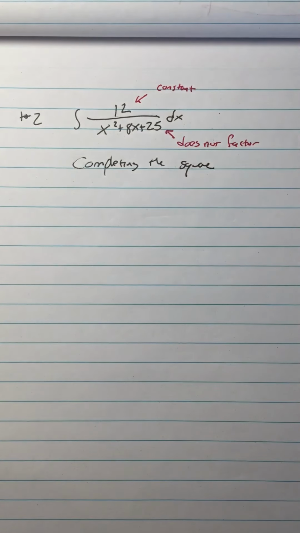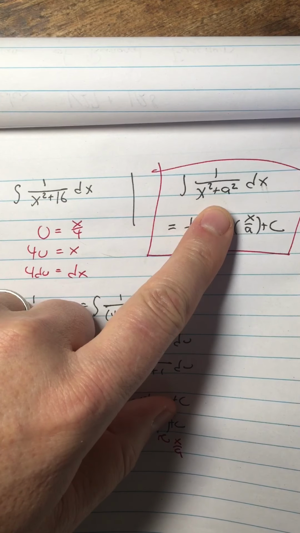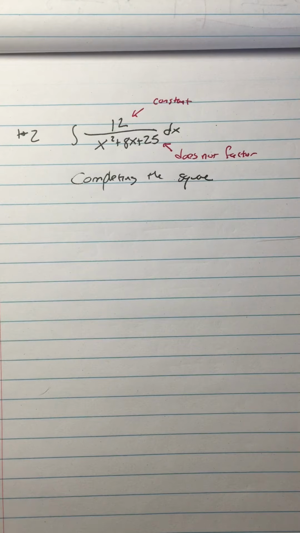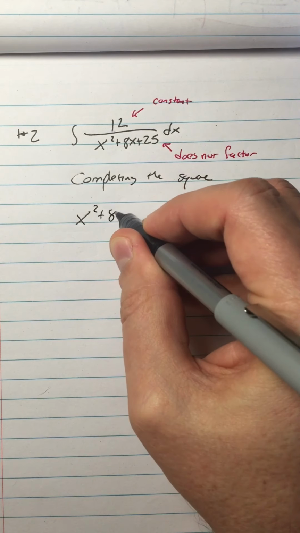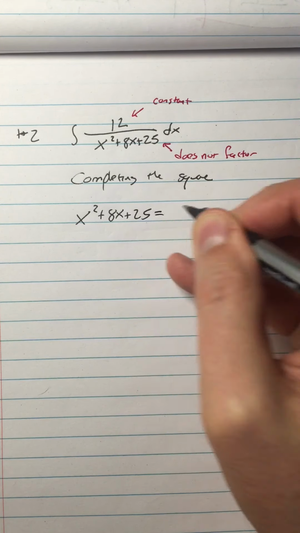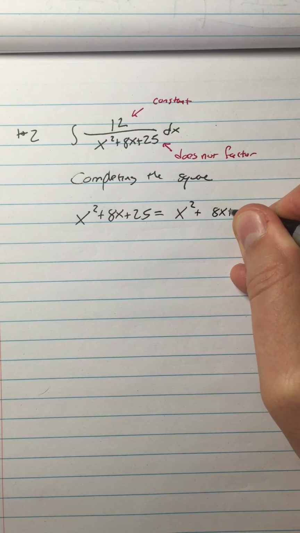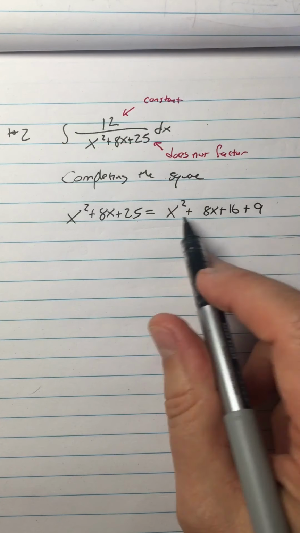So how that works is that this integral formula that I have here has x squared plus a squared, but it doesn't have an x term. This does. So what we're going to do is take that x term and turn it into an inside function, a linear, in fact, inside function. All right, so we're going to look at x squared plus 8x plus 25. Let's pull that out and say, you know what that equals? That equals x squared plus 8x plus 16 plus 9. Right? 25 is 16 plus 9.